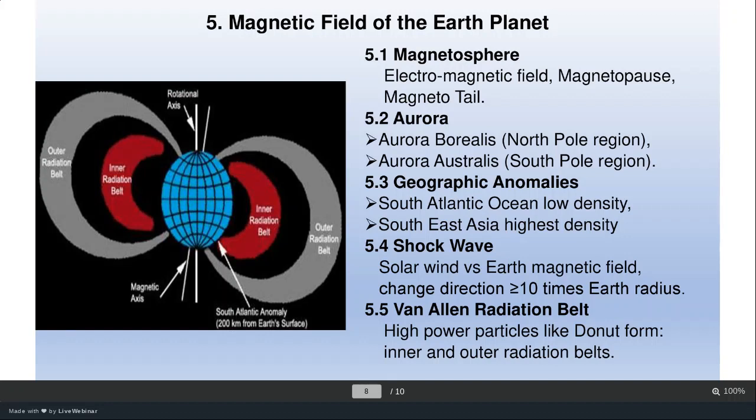As we have seen in the picture I show on this slide, the Van Allen radiation belt is a form of the Earth's magnetic field. It consists of high power particles shaped like a nut, and there are two radiation belts: the inner radiation belt, which we see in red, and the outer radiation belt. This radiation belt is produced by the Earth's magnetic field itself.